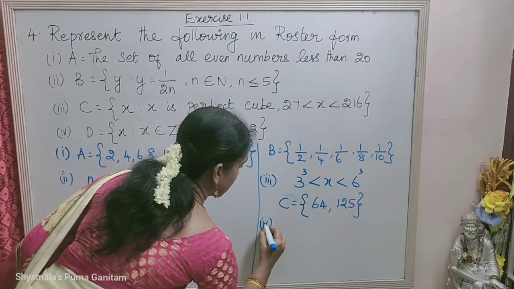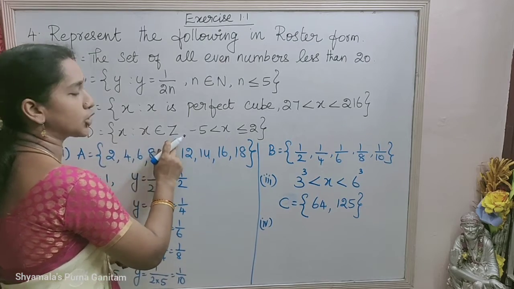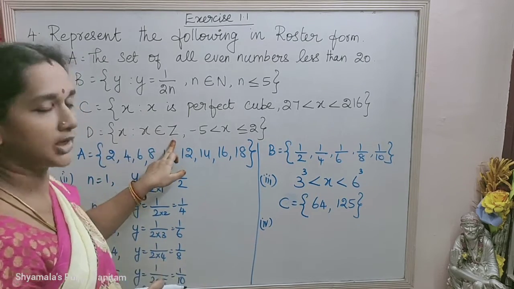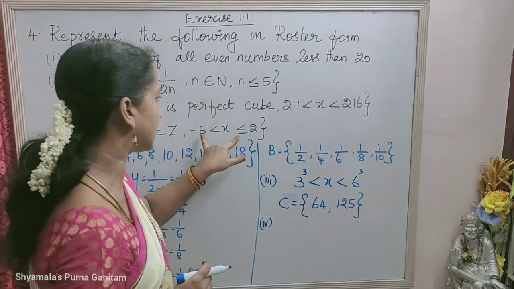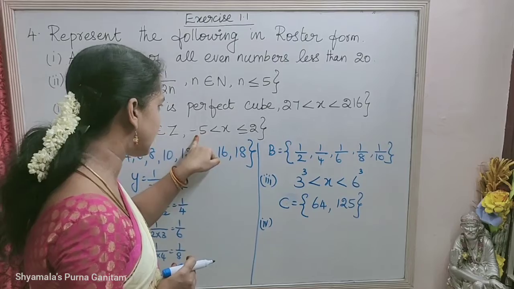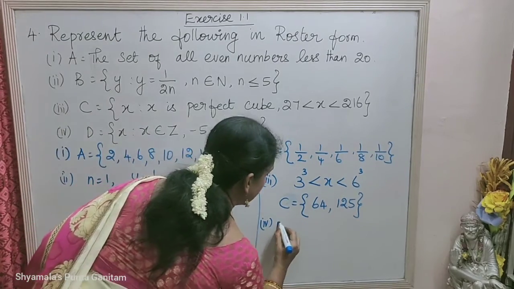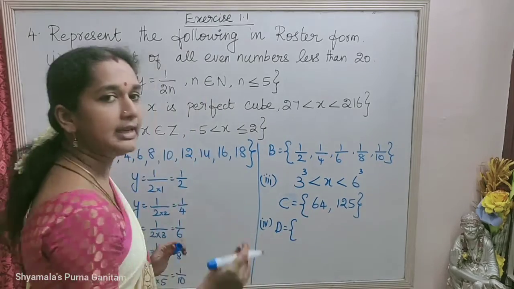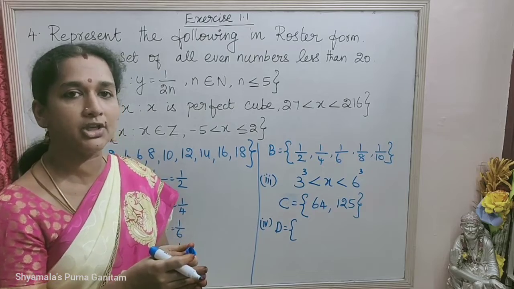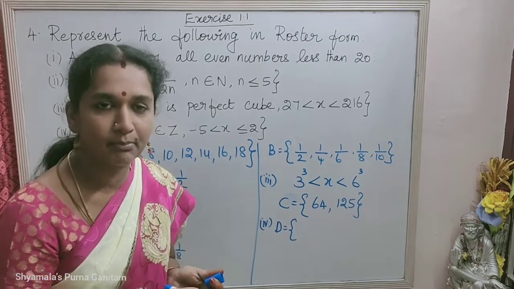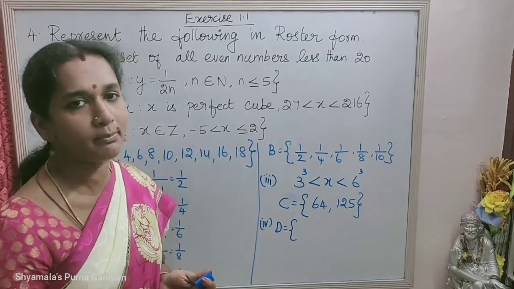Then the fourth sum is D is equal to X such that X belongs to Z. Z means integers. So you will get integers. The condition given is minus 5 less than X less than or equal to 2. So D will be integers. What is the definition of integers? You will get negative numbers, 0 and positive numbers. All these things together will form integers.